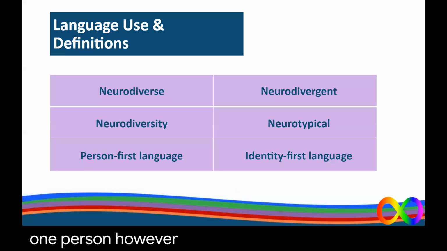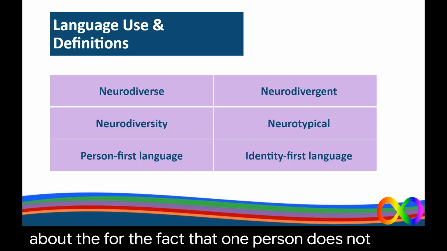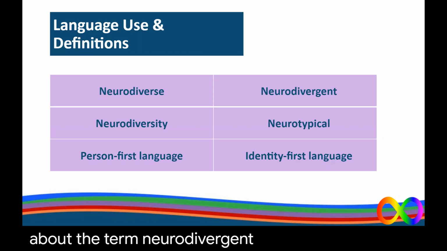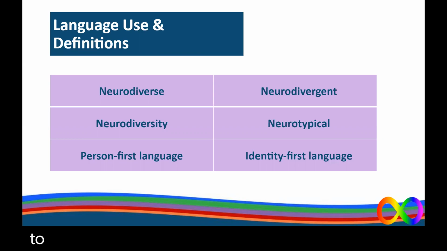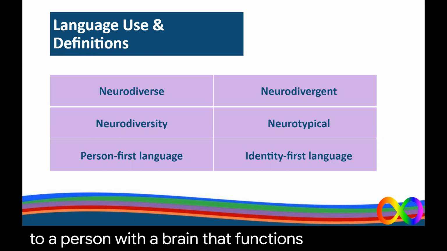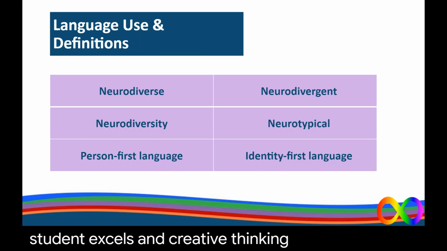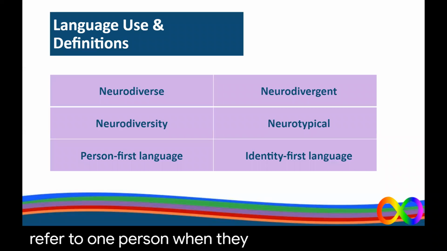One person, however, cannot be neurodiverse. So think about the fact that one person does not have multiple brains. That might be helpful. So then think about the term neurodivergent. Neurodivergent refers to a person with a brain that functions differently from the societal standard. So individuals are neurodivergent. For example, the neurodivergent student excels in creative thinking. So oftentimes people will use neurodiverse to refer to one person when they mean to use neurodivergent.